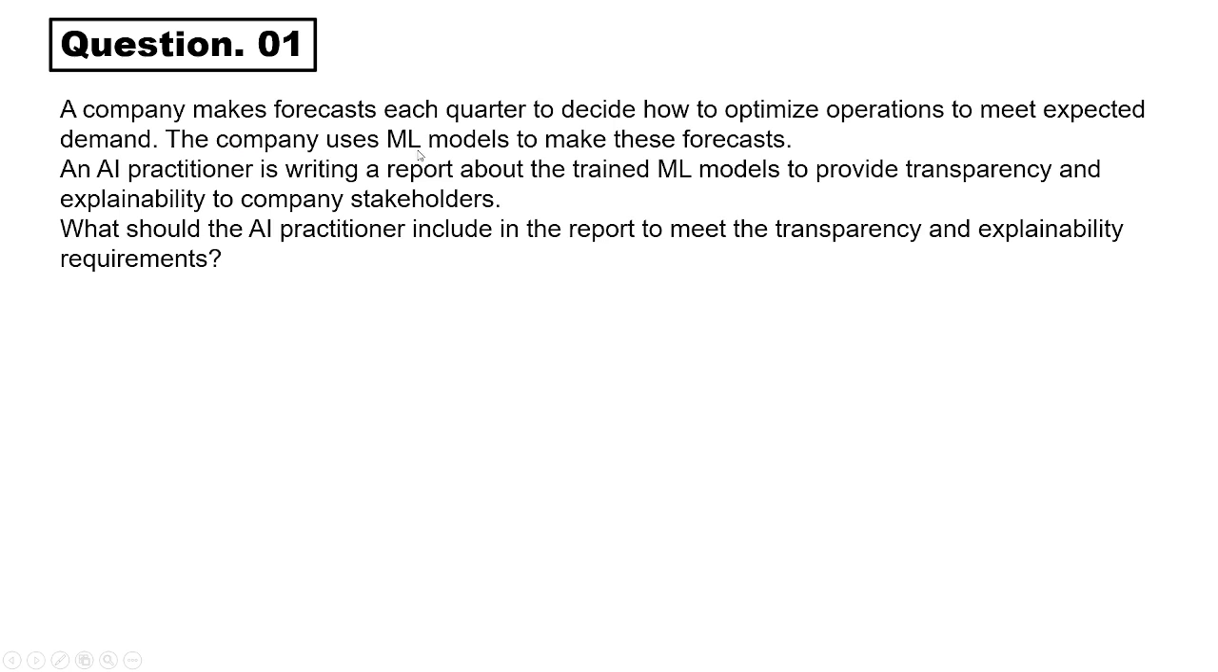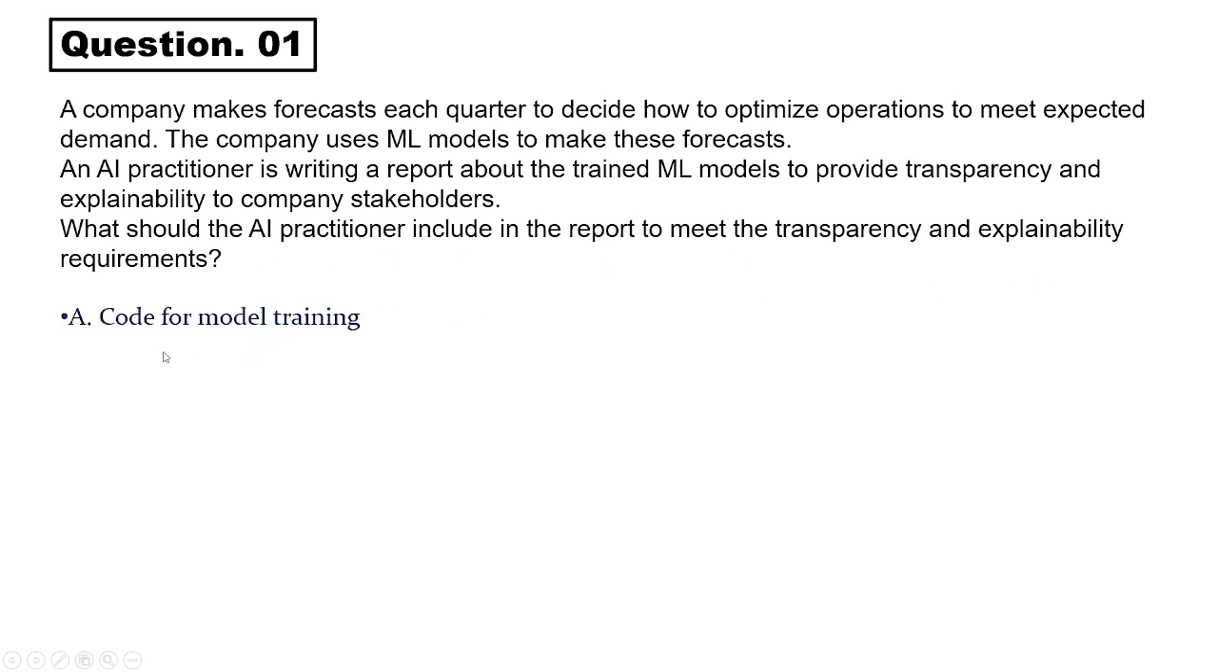A company makes a forecast each quarter to decide how to optimize operations to meet expected demand. The company uses ML models to make these forecasts. An AI practitioner is writing a report about the trained ML models to provide transparency and explainability to company stakeholders. What should the AI practitioner include in the report to meet the transparency and explainability requirements?